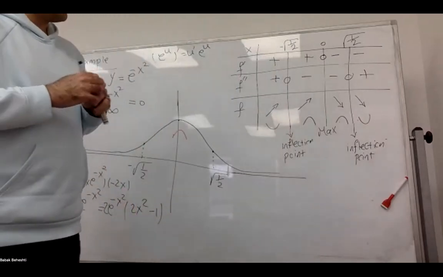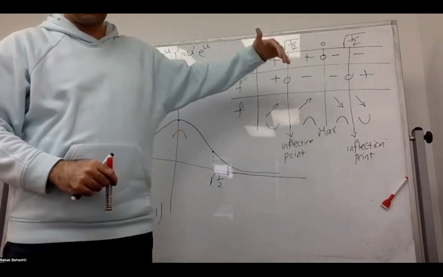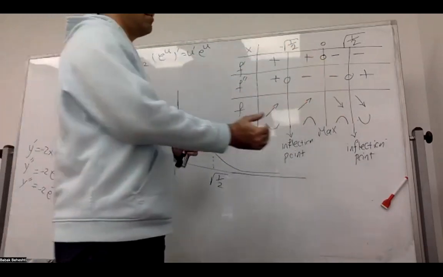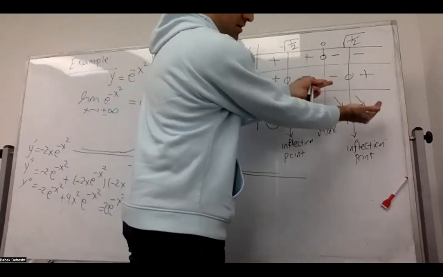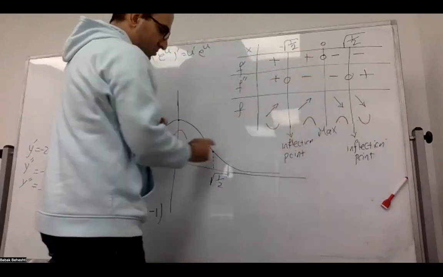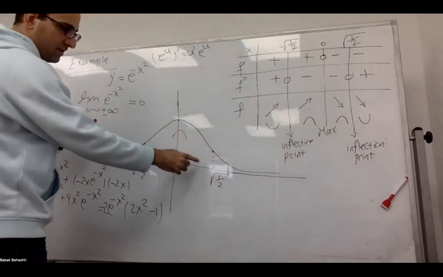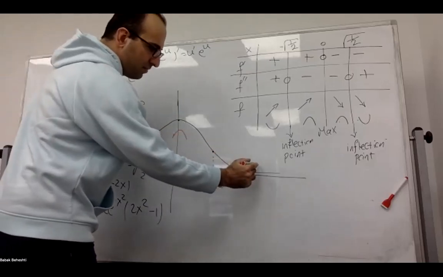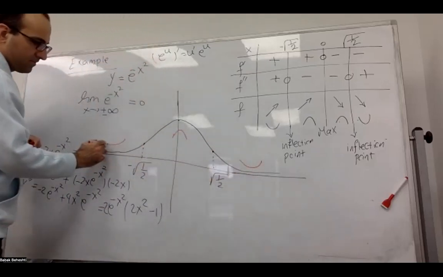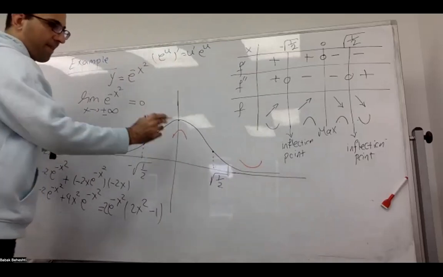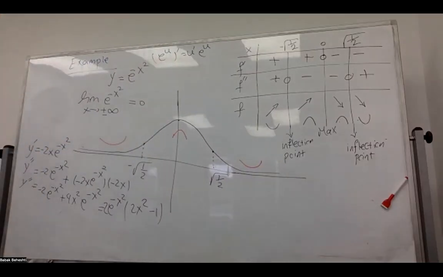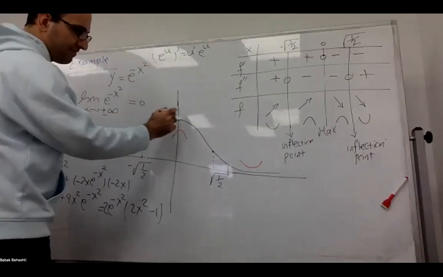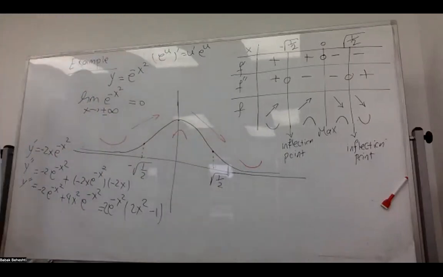So when f double prime is negative, the graph is concave down. When f double prime is positive, the graph is concave up. It's like this. You see here, f double prime negative here is concave down. If f double prime positive, it's concave up. So f prime positive is increasing, f prime negative decreasing.